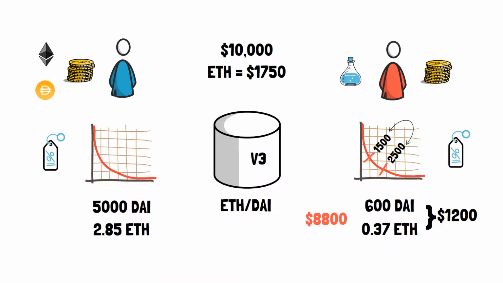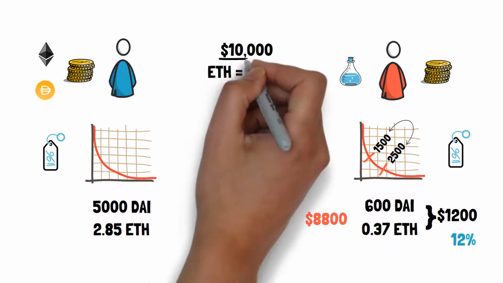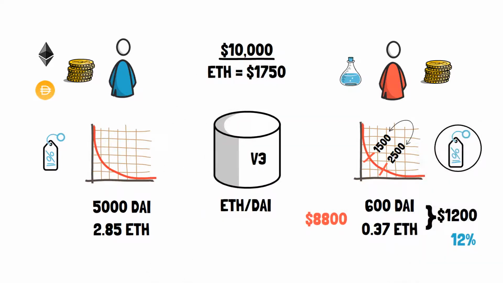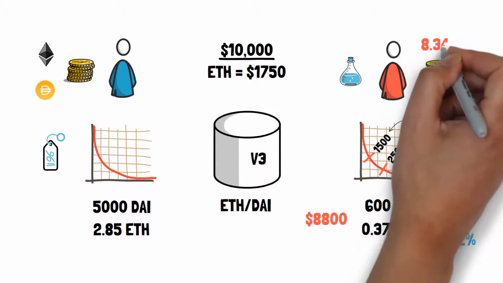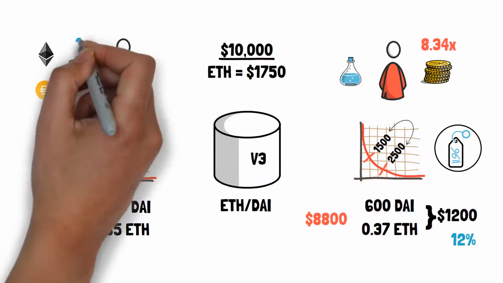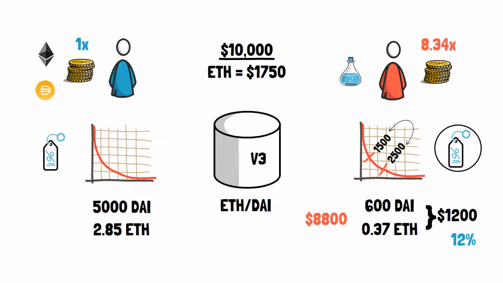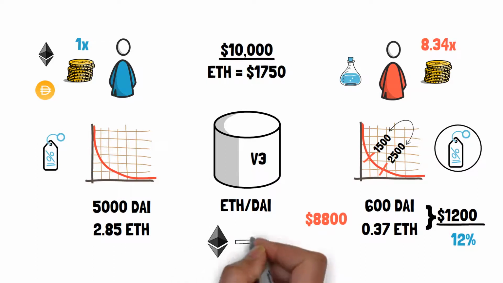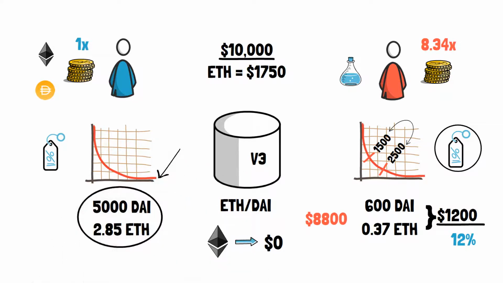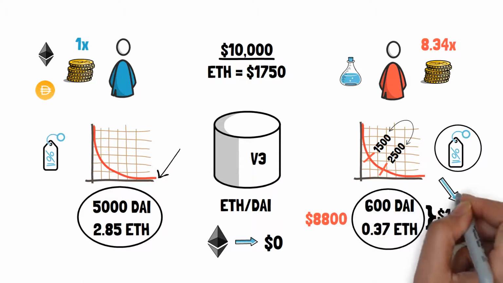This means that Bob is able to provide only 12% of Alice's capital and still makes the same returns, making his capital 8.34 times more efficient than Alice's capital. On top of that, Bob is putting less of his overall capital at risk. In the quite unlikely scenario of ETH going to $0, Bob's and Alice's entire liquidity would move into ETH. Although they would both lose their entire capital, Bob puts a much smaller amount at risk.